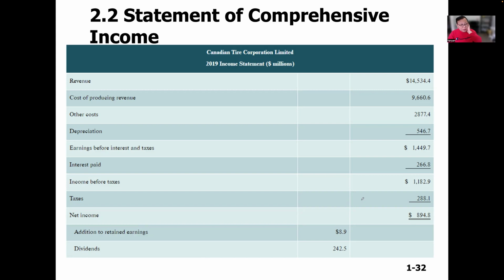So you have revenue, you have the cost of producing revenue, other costs, depreciation. Then you get earnings before interest and tax. This is an important number. In short, we take the first letter of each word: EBIT. You calculate the EBIT, and then you figure out the interest paid and the income tax paid, and then you get the net income. So this is the income statement. It's not a comprehensive income statement. This is just an income statement to show the current year's normal business operation.